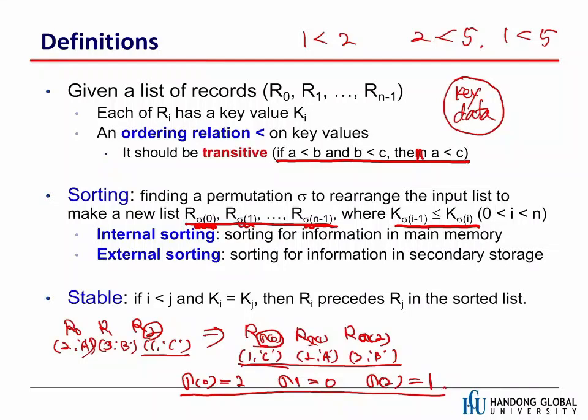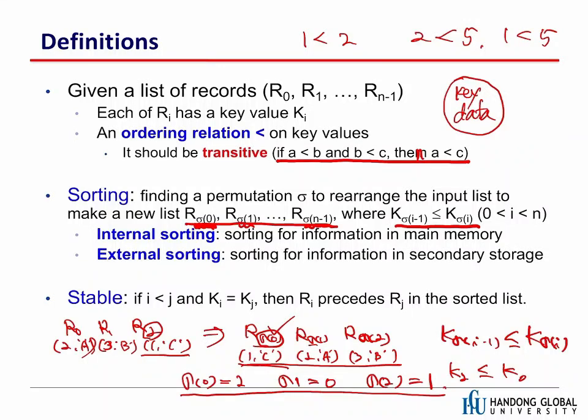Good. In this list, k sigma i minus 1 is always smaller than or equal to k sigma i. Do you see that? So k2 is smaller than or equal to k0, because k0 was 2 and k2 was 1. We met this condition, so now we have sorted with the keys.